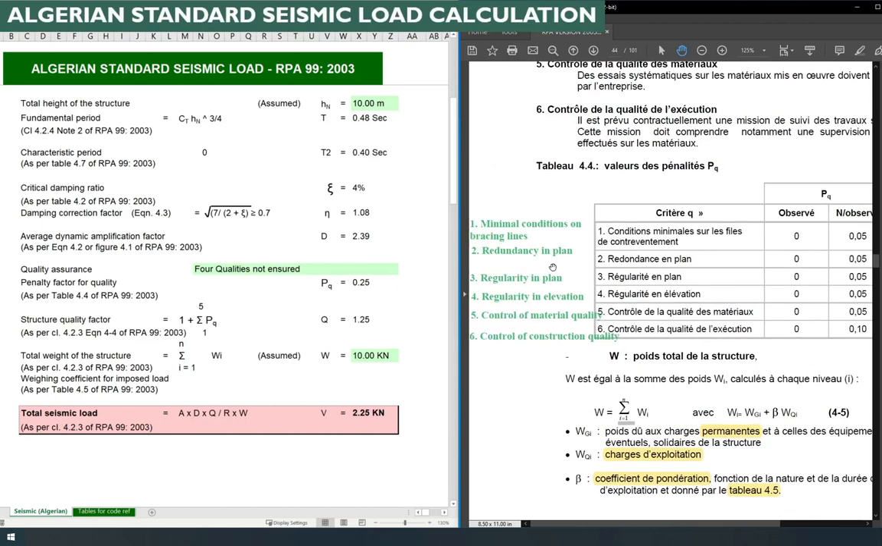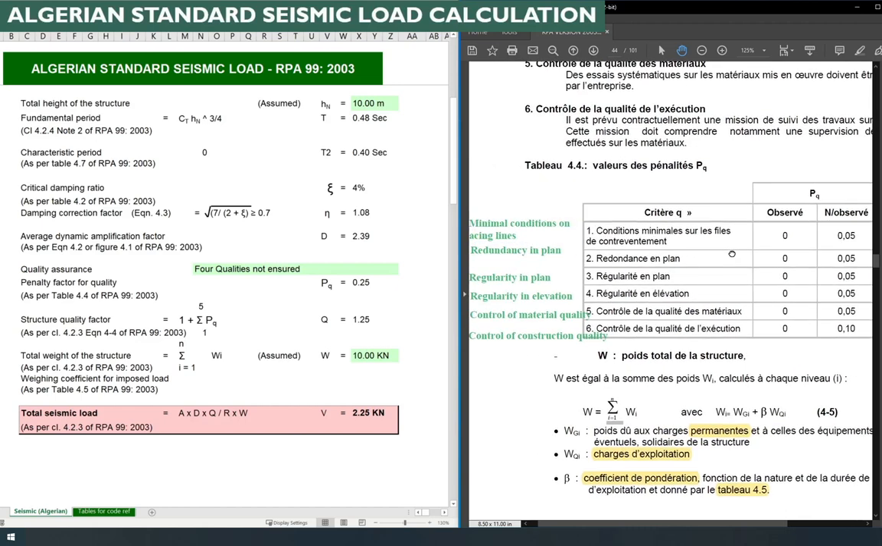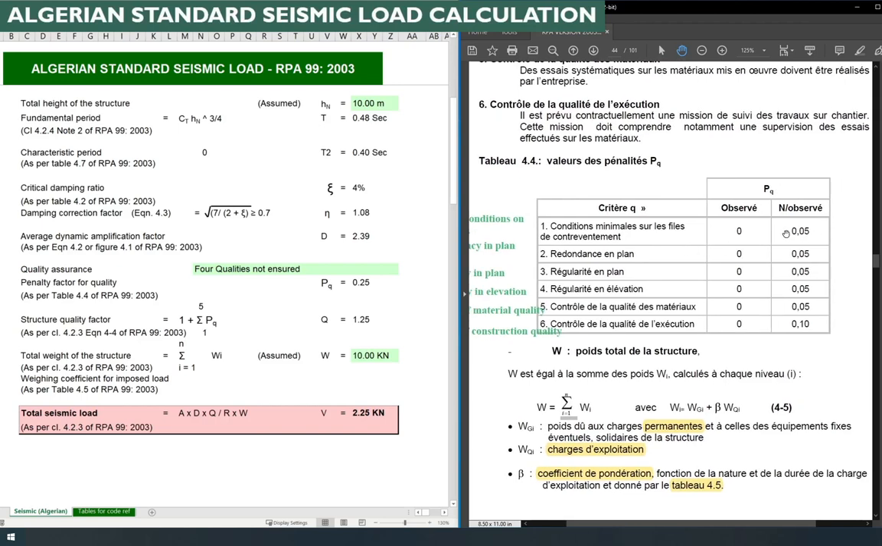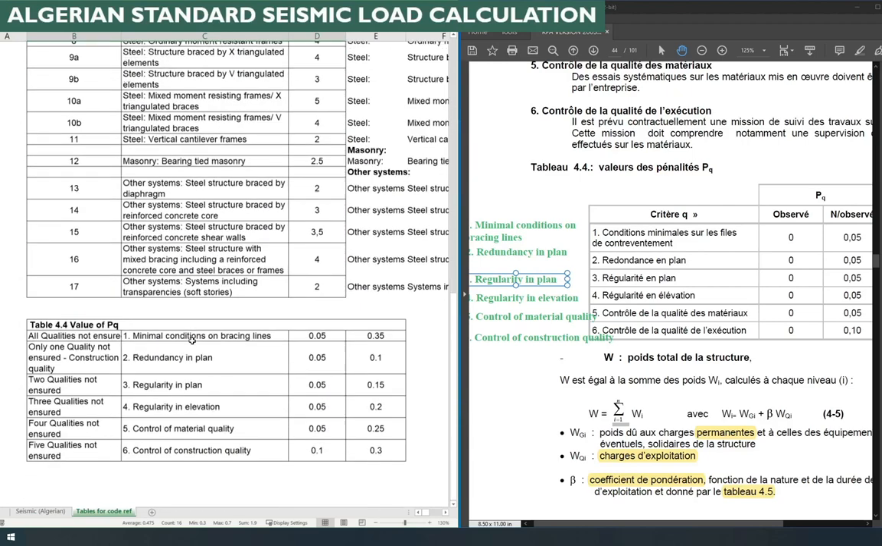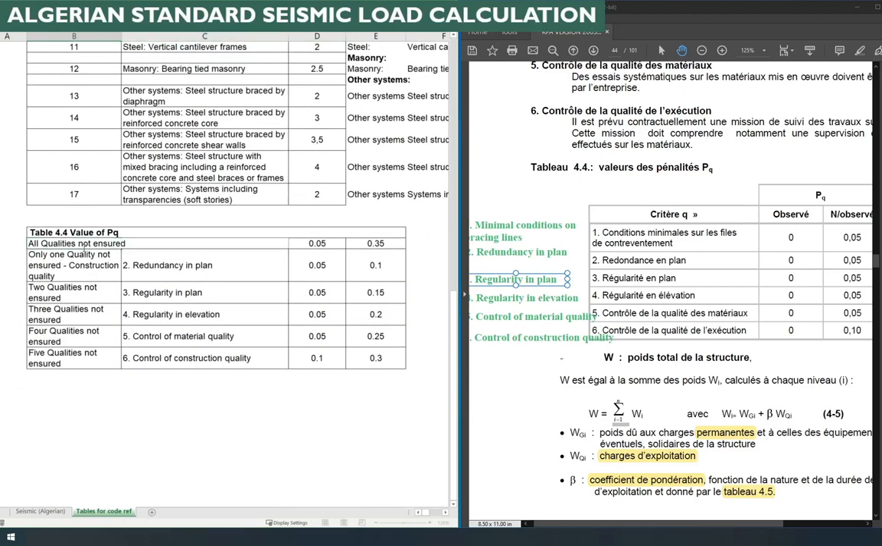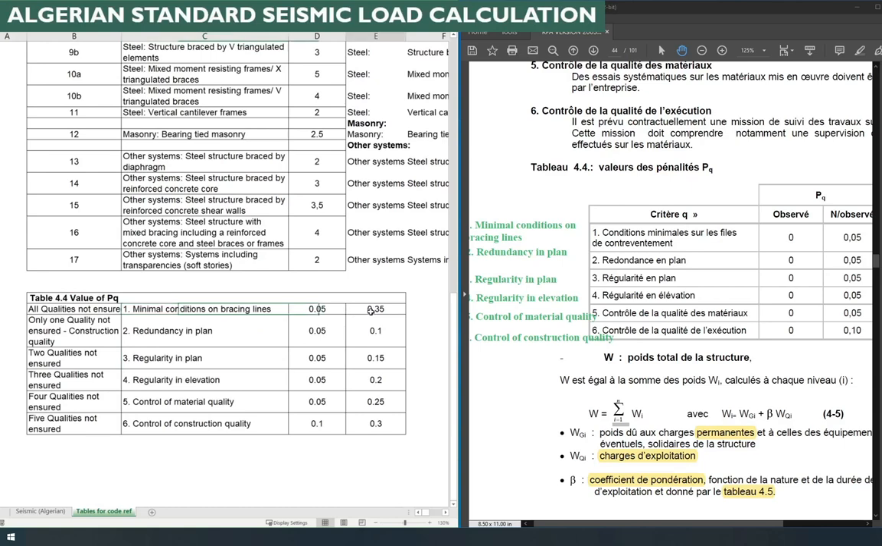So suppose if the minimum conditions on bracing lines are not achieved or ensured, then we have to add this penalty factor to our structural quality factor. So 0.05 is to be considered. Likewise, there are various categories to be considered. Here, in the table, the first one is all qualities not ensured. If all six are not ensured, our PQ, that is the penalty factor on quality, is 0.35. If only one quality is not ensured, that is construction quality, it should be 0.1.